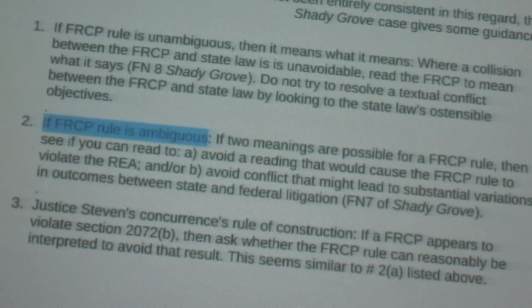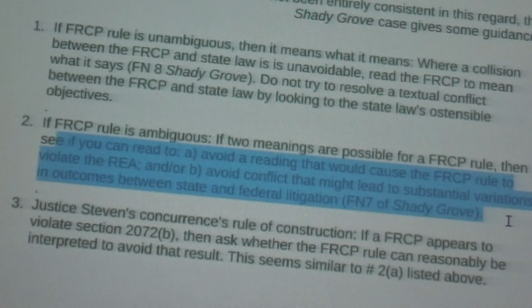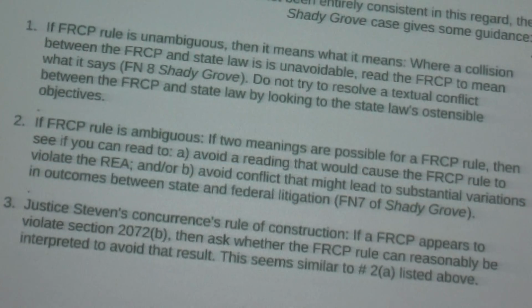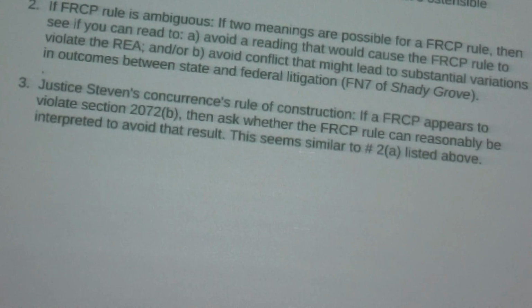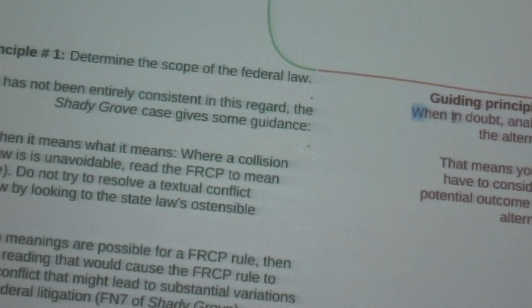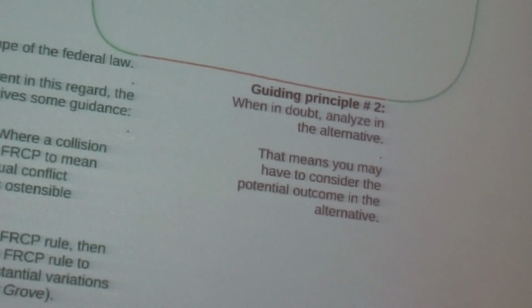If the FRCP rule is ambiguous, then see if you can read it to avoid causing a problem under the REA, or that might lead to substantial variations in outcomes, right? That's what note 7 of Shady Grove says, we can look back at that. Ultimately, however, if you're in doubt, analyzing the alternative, that means you may have to consider the outcome of the alternative.